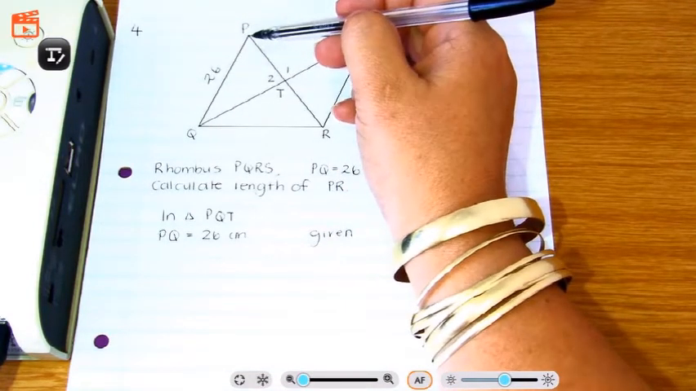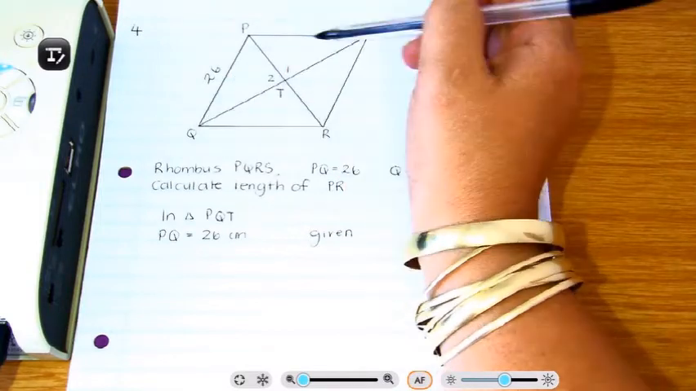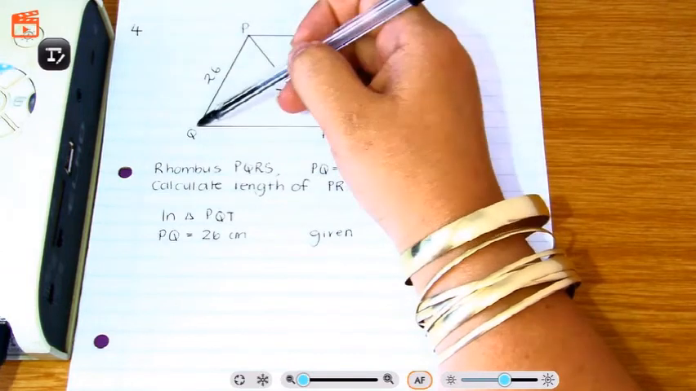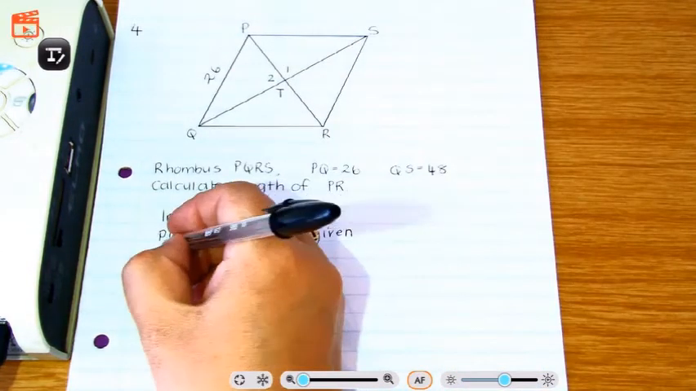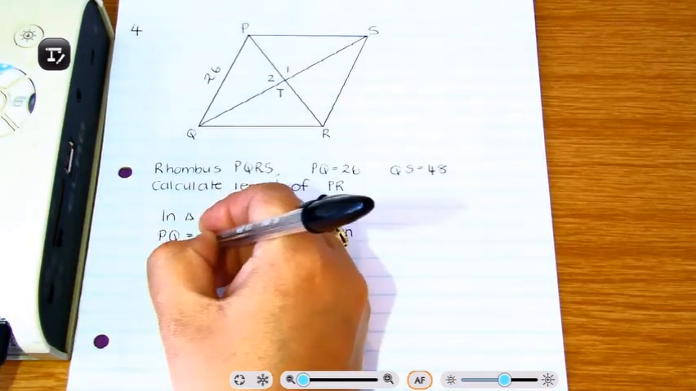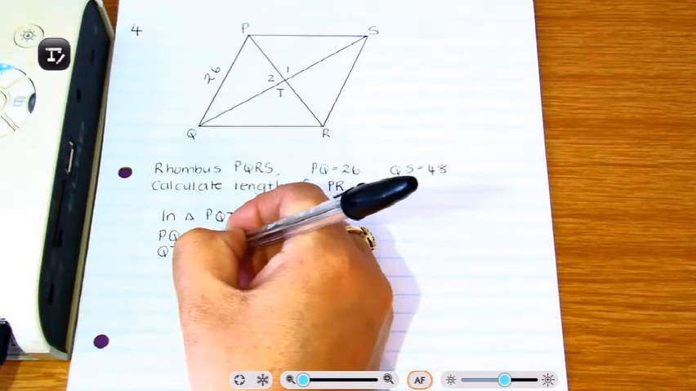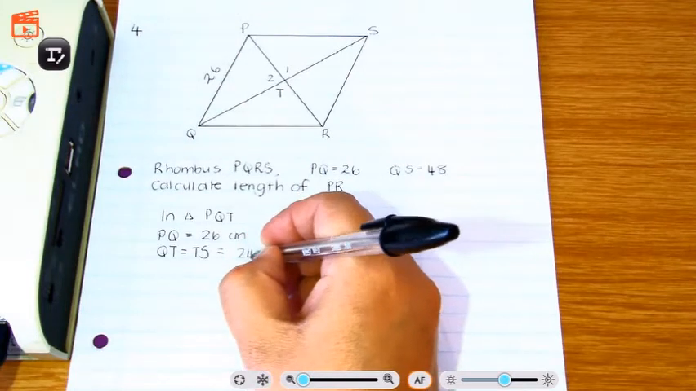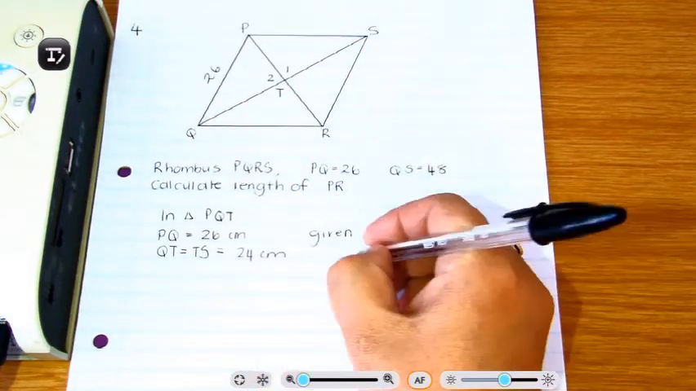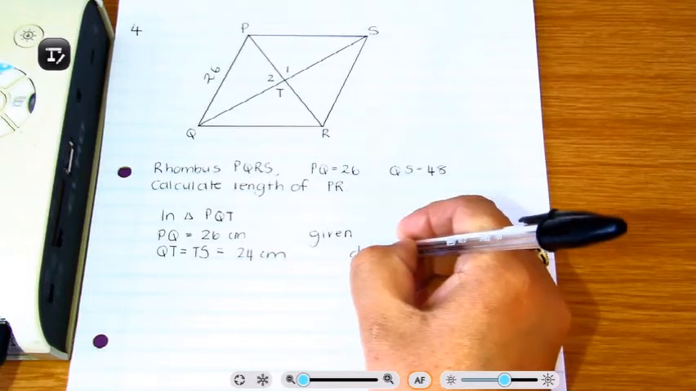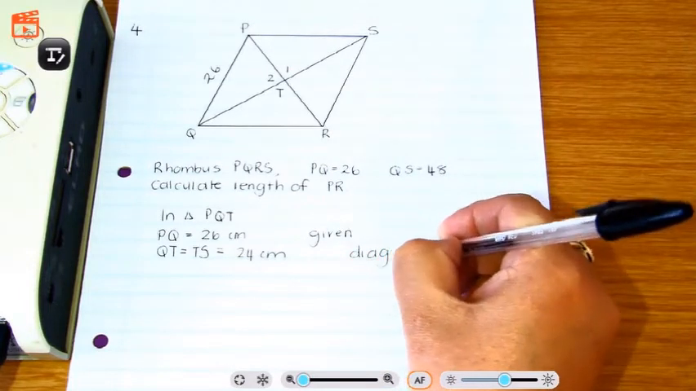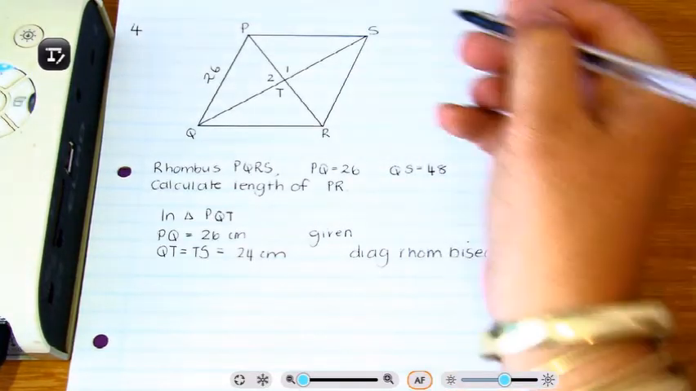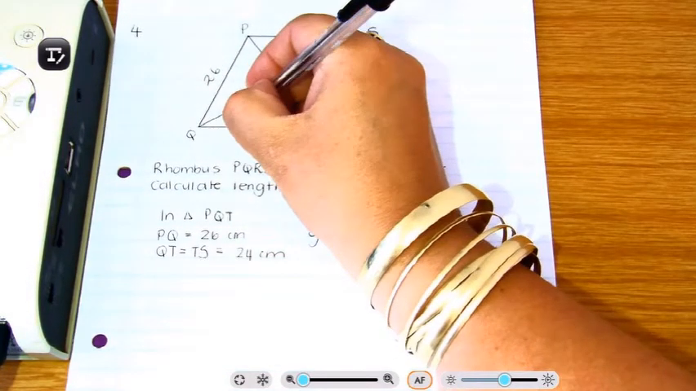So the next thing, in this length QS, they tell us is 48, we know that the diagonals bisect. So QT is equal to TS, and they should both be equal to 24 centimeters because our diagonals bisect. The reason would be the diagonals of a rhombus bisect each other. Okay, so I'm going to fill in there that this is 24 centimeters.